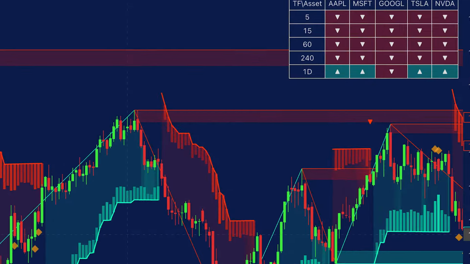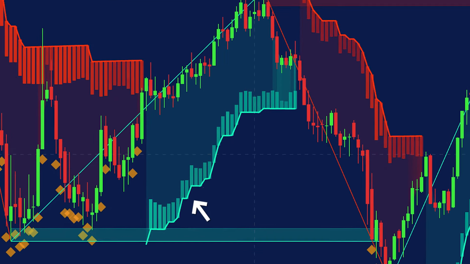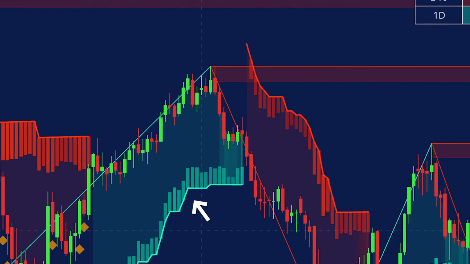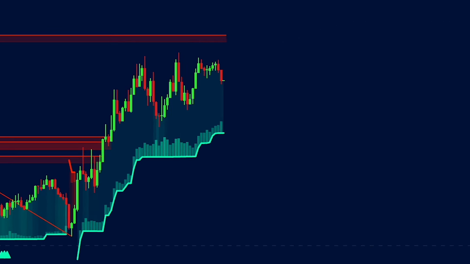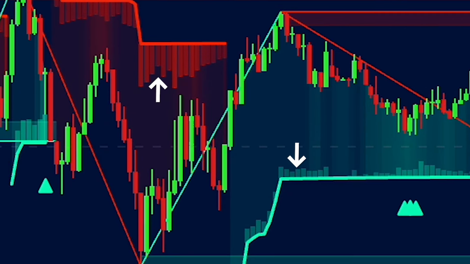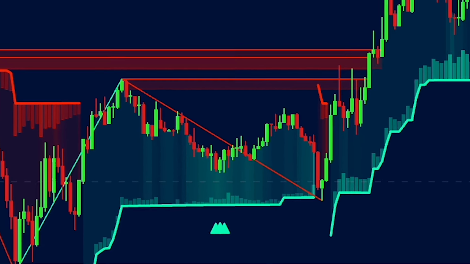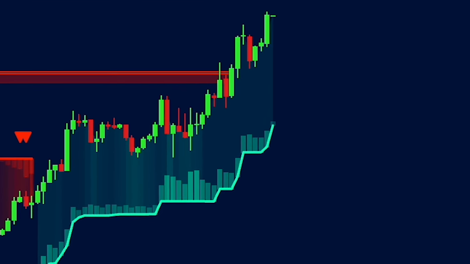After adding it to your chart, you'll notice 3 core components working together. First, you have the enhanced Supertrend line that changes color based on ATR volatility. But unlike basic Supertrend, this one adapts to market conditions dynamically. Second, you get the volumetric histogram, those colored bars above and below the Supertrend line that show you volume intensity during trends. So when volume bars are tall and bright, you know institutional money is behind the move.